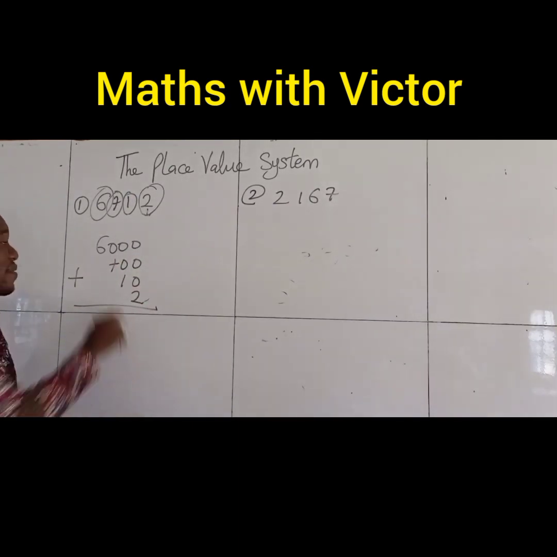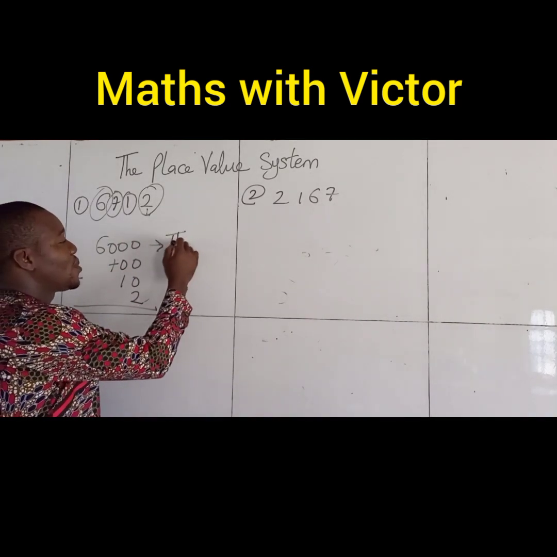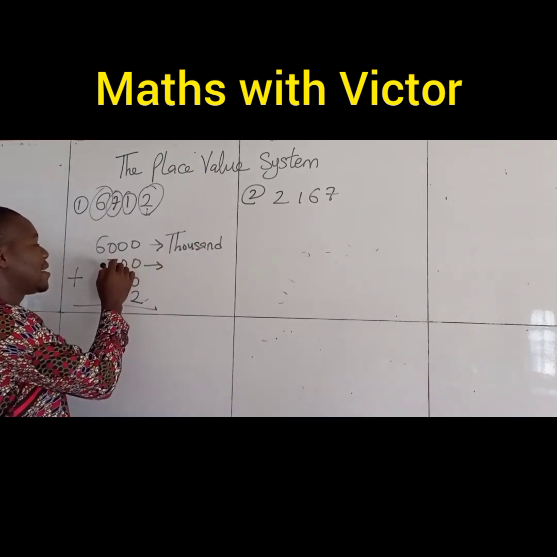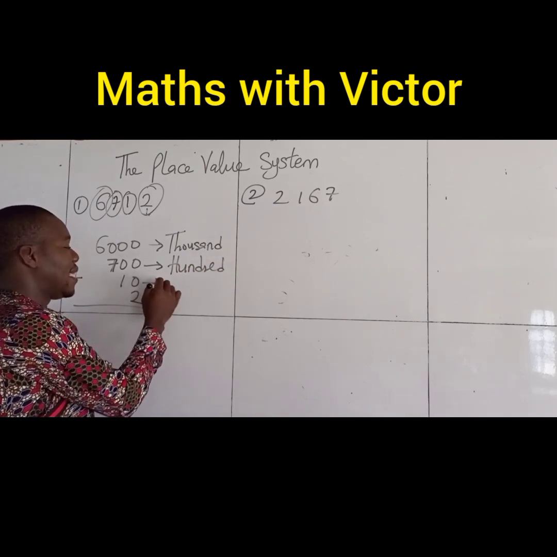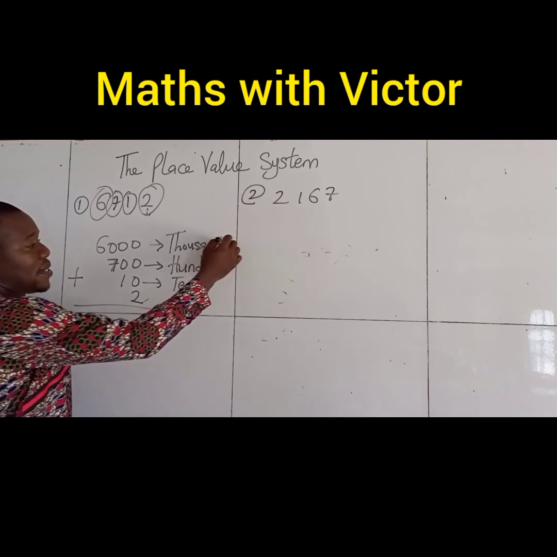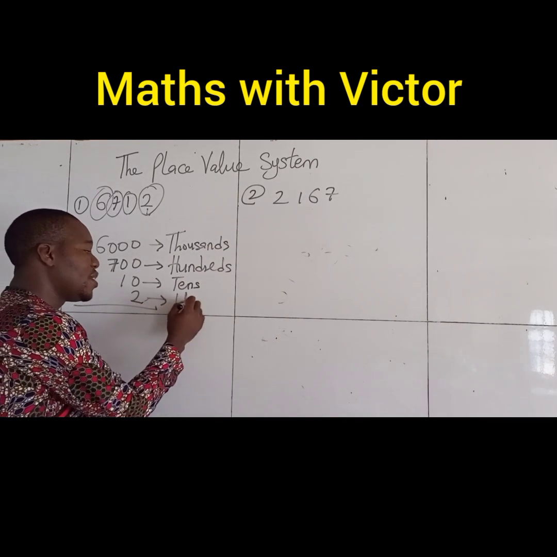6,700, and because 7 is in 100, the place value of 6 is 1,000. The place value of 7 is 100. The place value of 1 is in tens. Thousands, hundreds, tens, and then the place value of 2 is in units.